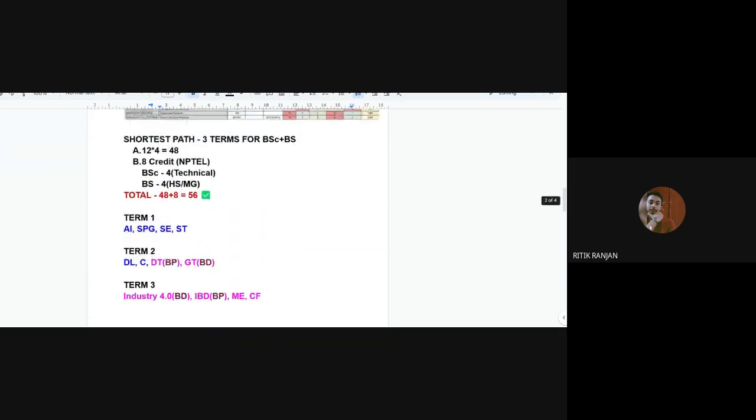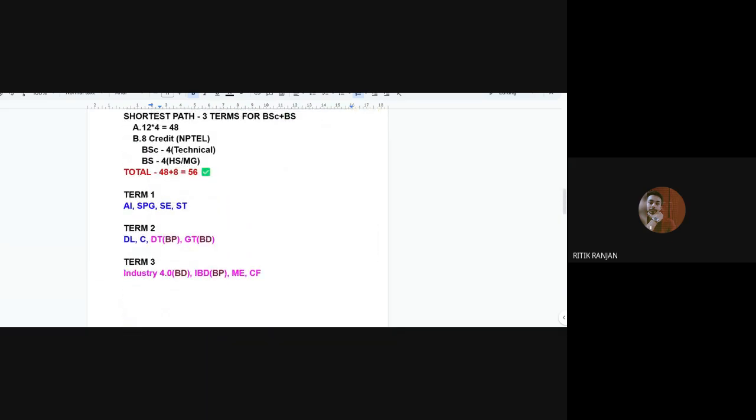I had one small doubt. In my first semester of BSc, I had taken software engineering, software testing, and AI. And in this semester, I have taken IBD along with DL and SPG. If I go to the BS level next semester, my IBD requirement falls into the BP and BD category both. So while calculating the two BP and two BD criteria, will this IBD also get counted, or will it be counted separately in the BSc level only, not in the BS level?